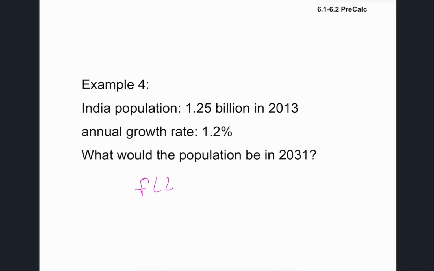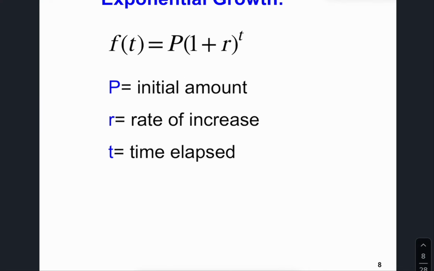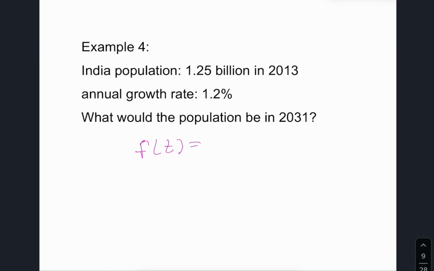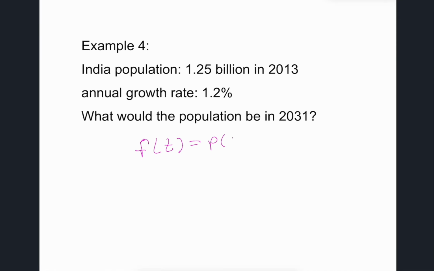So let's go ahead and write down this formula right here. F of t is P times 1 plus r to the t, okay? Now let's identify what we know. The initial population is 1.25 billion. The rate of growth is 1.2%, but let's change that to 0.012. Okay, now if we change that to 0.012, let's plug everything into the equation.